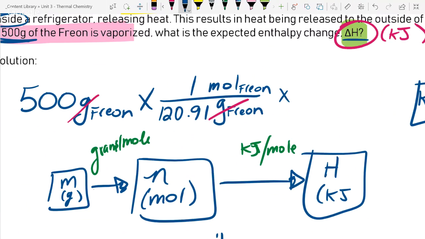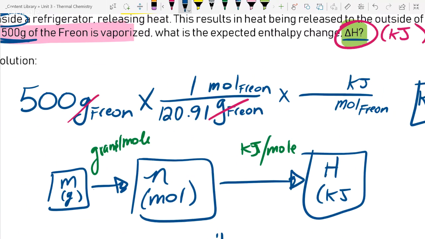I can do this again. Now, what unit do I want to cancel? Yeah, I want to get rid of moles of freon. Where am I going to put that? Down on the bottom, because that's the unit I want to cancel now. And I want to replace it with kilojoules.